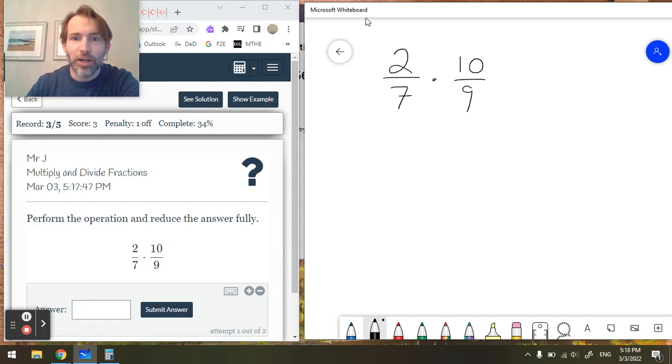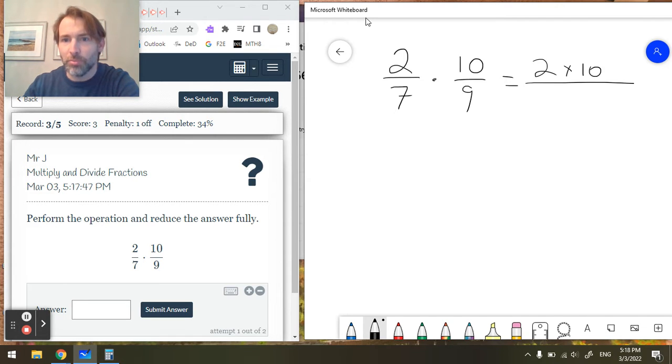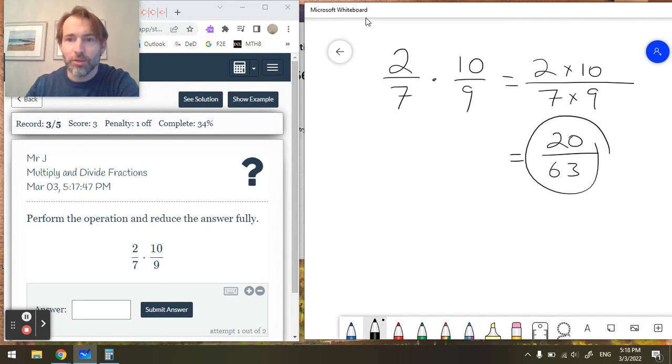And then we can check here and see if there's any factors that we can cancel. I think someone was calling this cross cancel today, and you can absolutely do that. But there's not. 2 doesn't share any factors with 7 or 9. 10 doesn't share any factors with them either. So I just have a new line, and it's 2 times 10, top times top over bottom times bottom. You can skip writing this out if you want to go straight to this line, 20 over 63. 20 doesn't share any factors with 63, so that is fully reduced.